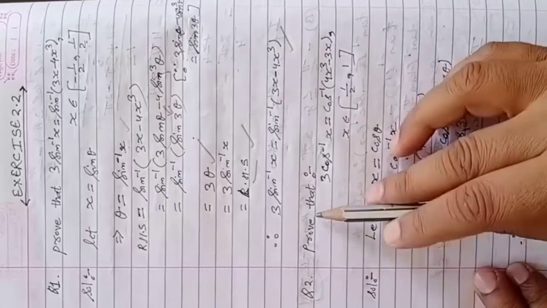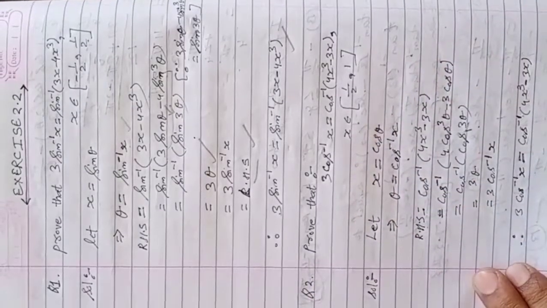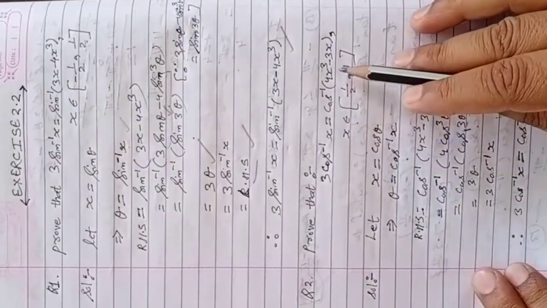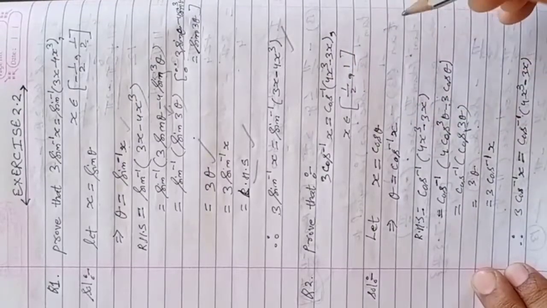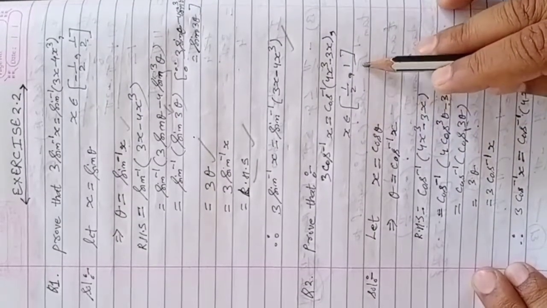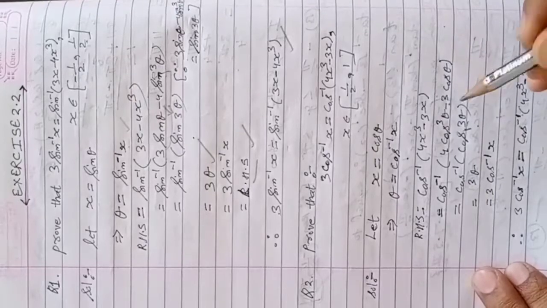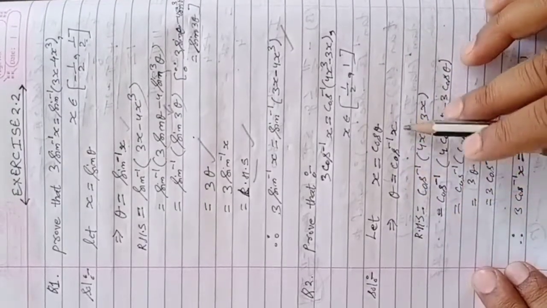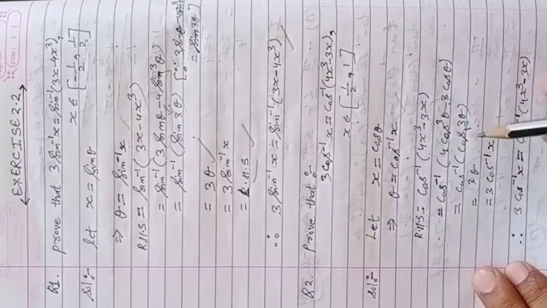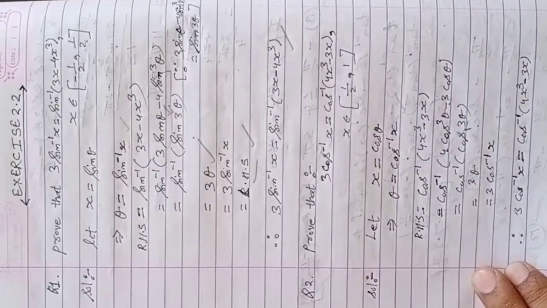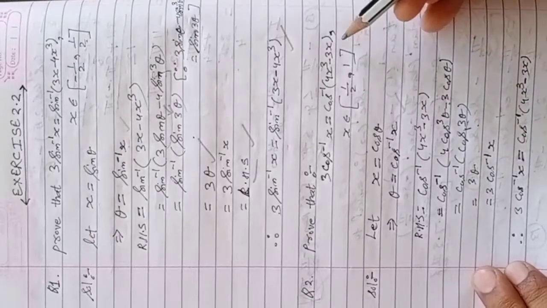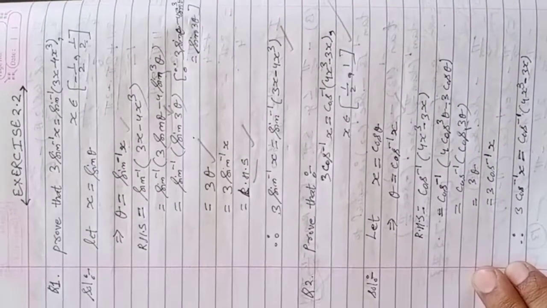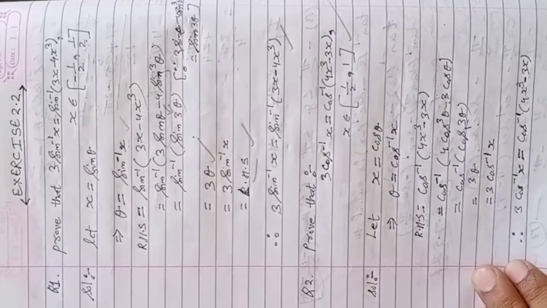Now question number 2, we have to prove that 3 cos inverse x is equal to cos inverse of 4x cube minus 3x, where x belongs to the closed interval 1 upon 2 comma 1. So let x is equal to cos theta, we are taking, so theta is equal to cos inverse x. What you take depends on the question. If you have learned the formulas, you will easily understand what you have to take.